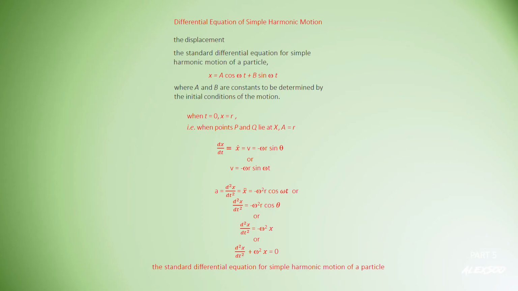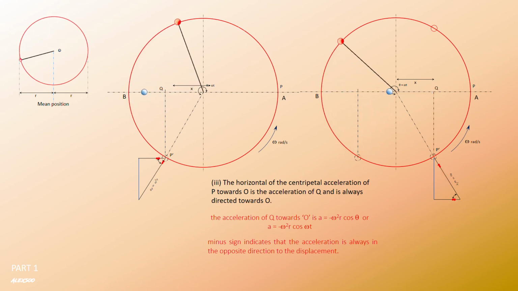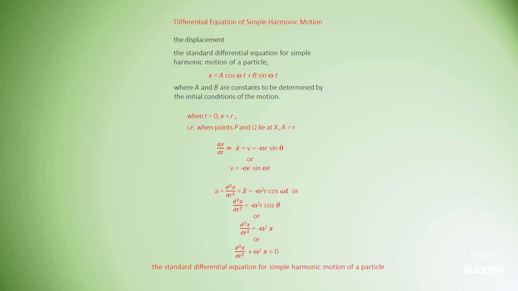The last part here is to show you the differential equation of simple harmonic motion. The standard solution of simple harmonic motion is given by displacement x equals A cos omega t plus B sine omega t, where A and B are constants. Based on time 0, the displacement equals the amplitude radius r. When theta is 0, or when time is 0 at point A, the displacement x equals the amplitude, the radius of the circular path.